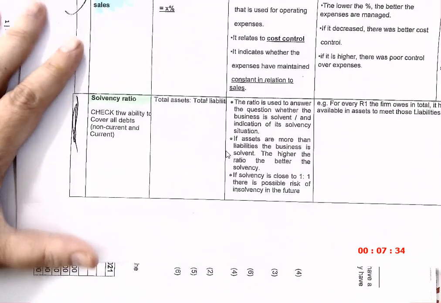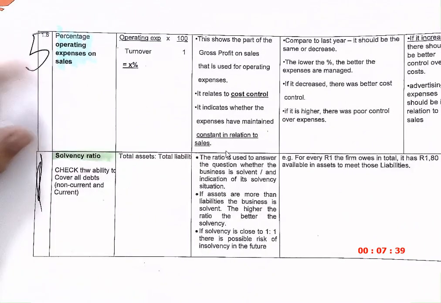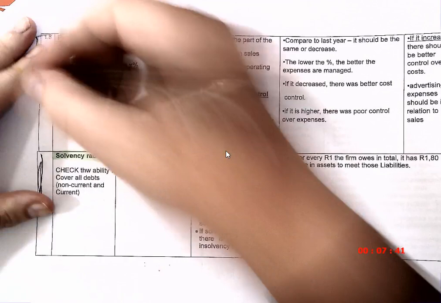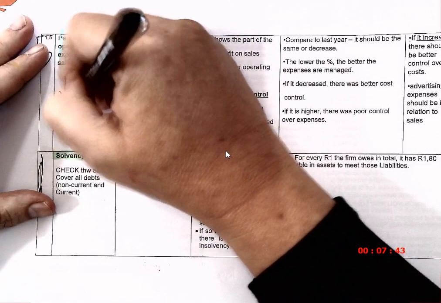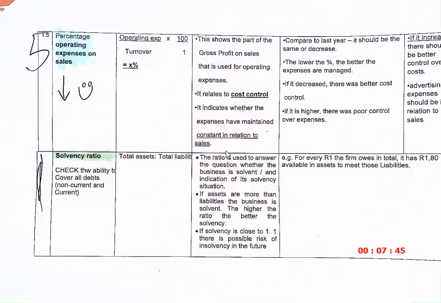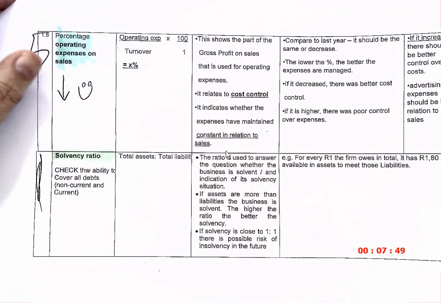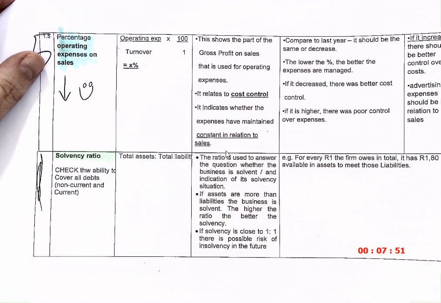is the management. Okay, so I've actually already explained the percentage expenses on sales. I want this to decrease. That makes me very happy, right? If I can limit my expenses. You can go read through all of that.